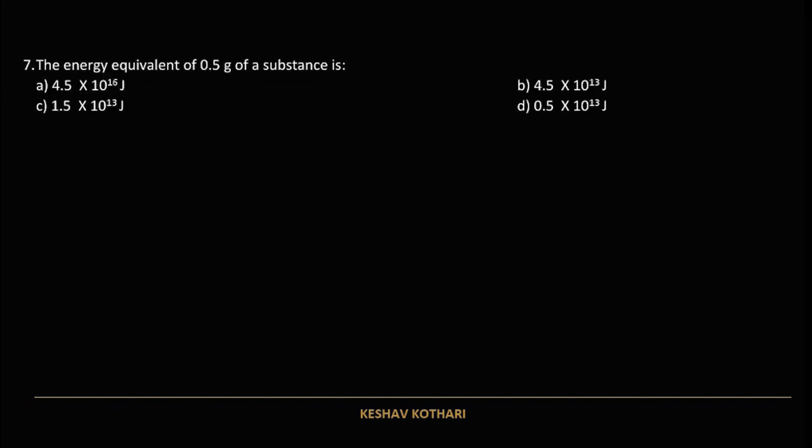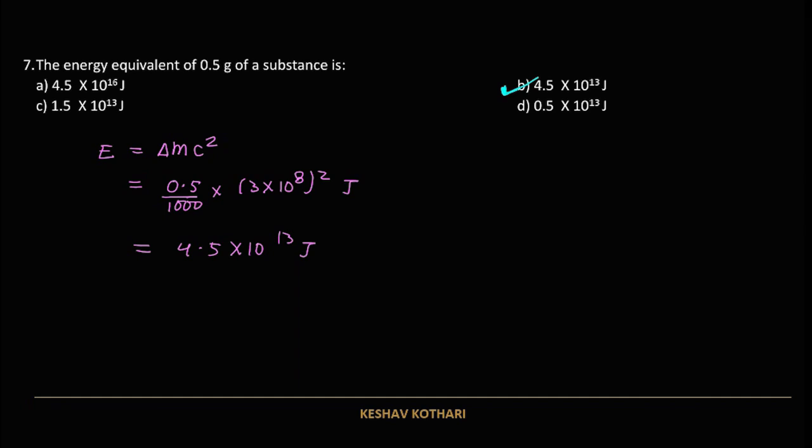Problem number 7. The energy equivalent to 0.5 gram of a substance. So this is based on the simple formula E equal to delta m c square. So if we use this, we can put the value equal to 0.5 gram and convert it into kg, that is divided by 1000, into c square, 3 into 10 to the power 8 square. So the answer will be in joule. So over here we attain a value equal to 4.5 into 10 to the power 13 joule. So for this particular problem, we say that alternative B is correct, 4.5 into 10 to the power 13 joule. Let us move to the next problem.